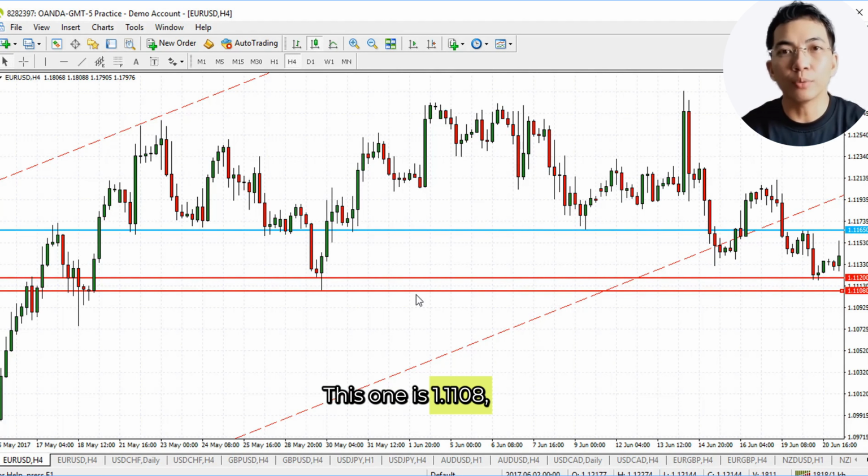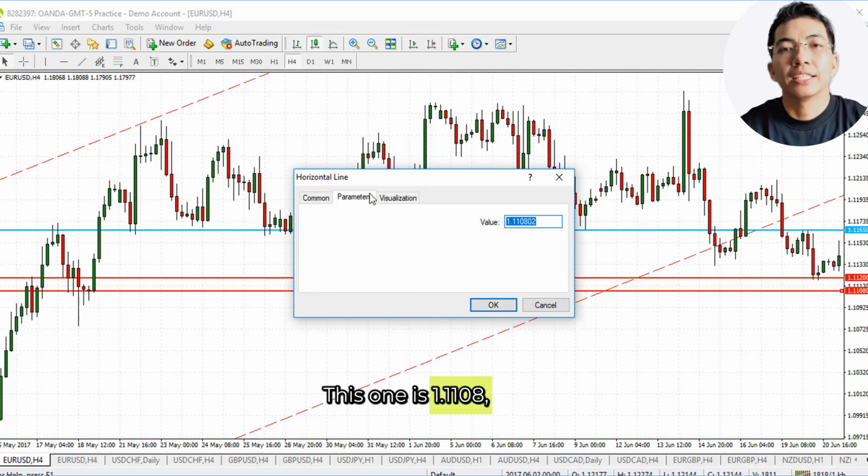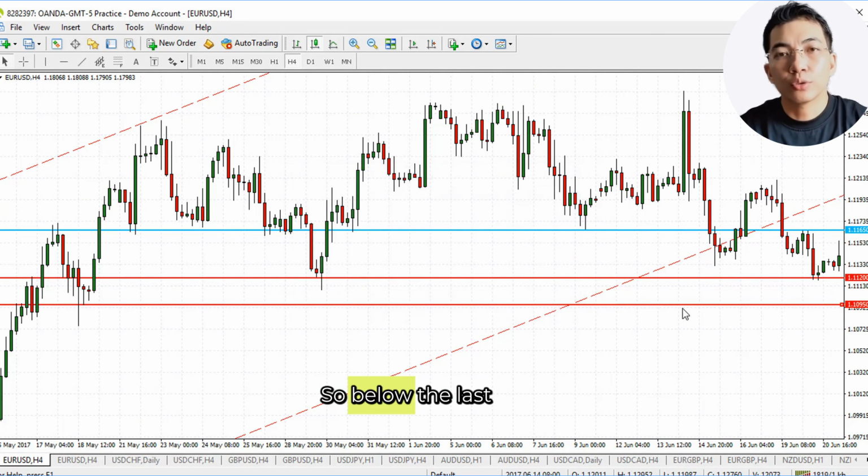This one is 1.1108, and I will change it with 1.1095, for example, so below the last low.